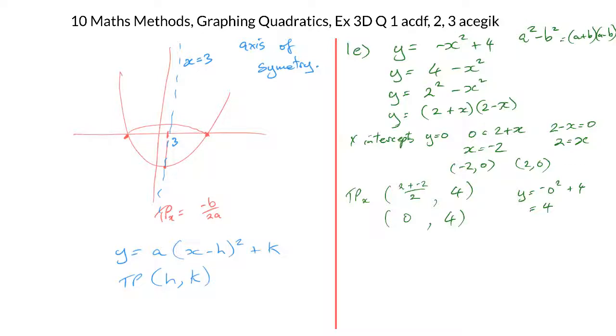Now another thing that we're asked to do is to name the axis of symmetry. Well, the axis of symmetry is always x equals the x value of the turning point. Last thing it says to sketch the graph. Okay, it's a sketch. Remember, don't get too hung up. Goes to 2, negative 2, so negative 2, 2, and the turning point is 0, 4.